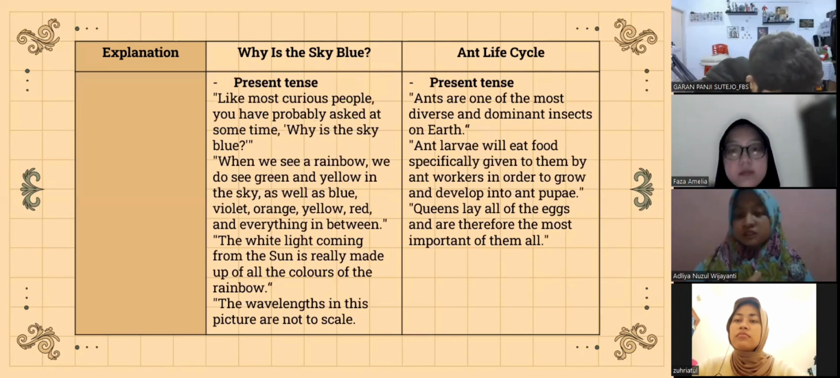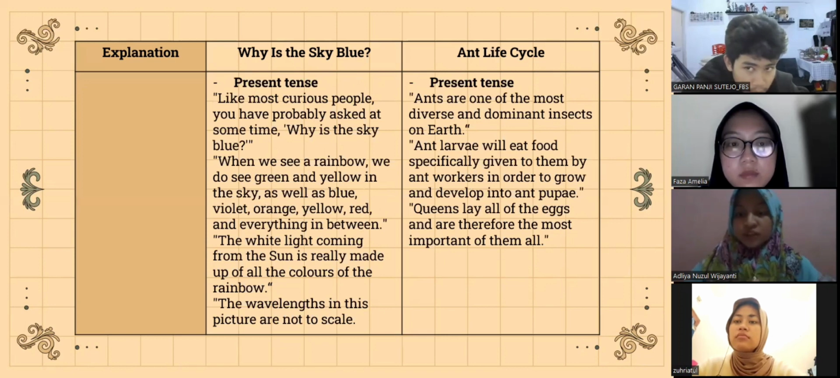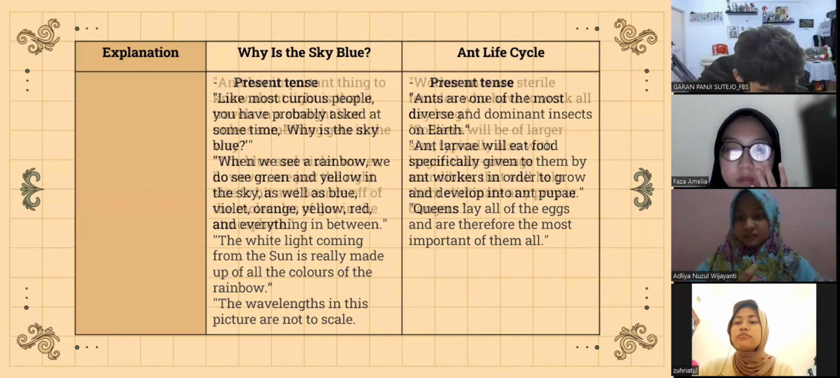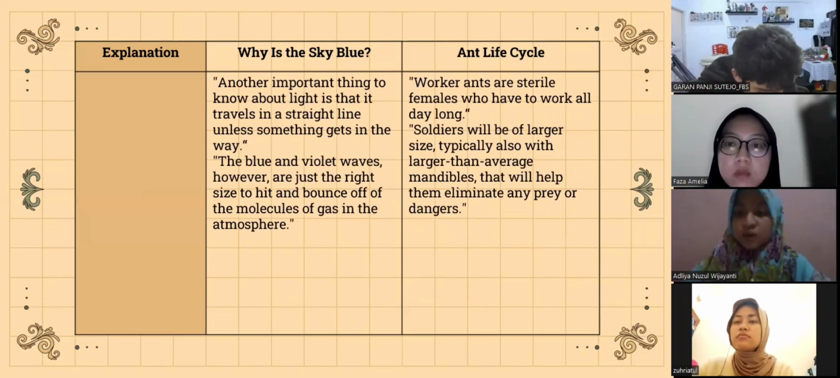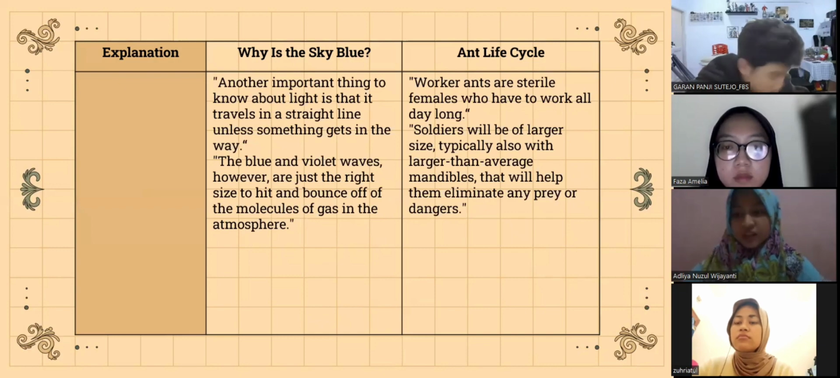So in the ant life cycle text: 1. Ants are one of the most diverse and dominant insects on Earth. 2. Ant larvae will eat food specifically given to them by ant workers in order to grow and develop into ant pupae. Third, queens lay all of the eggs and are therefore the most important of them all. Okay, next. Workers are sterile females who have to work all day long. Next, soldiers will be of larger size, typically also with larger than average mandibles that will help them eliminate any prey or dangers.